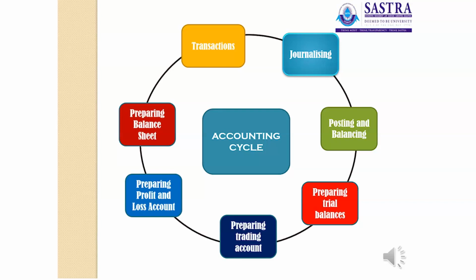The first step is identifying the transactions and journalizing. All the monetary transactions are recorded in the books of original entry, called journals. This is otherwise called prime entry.